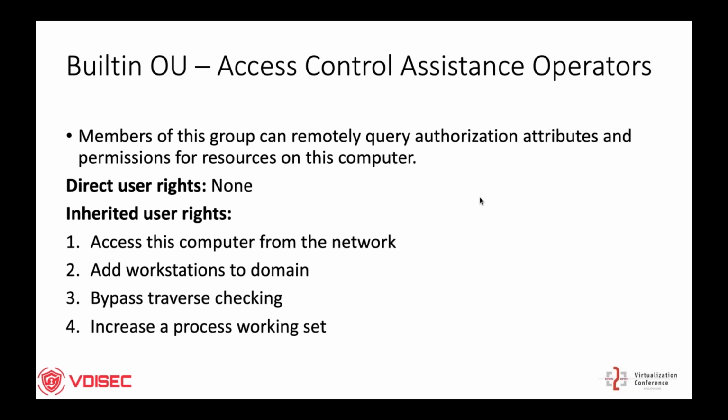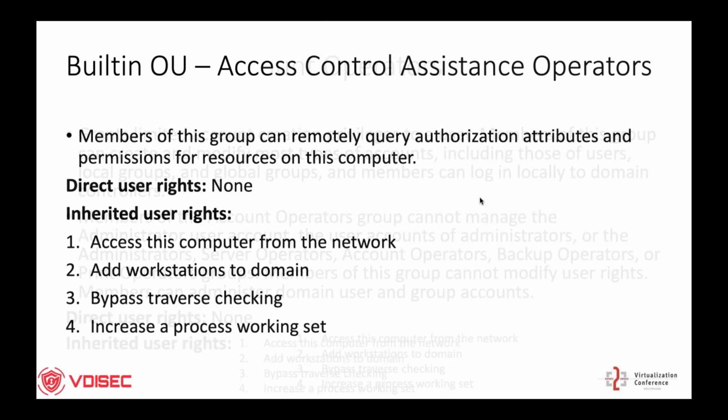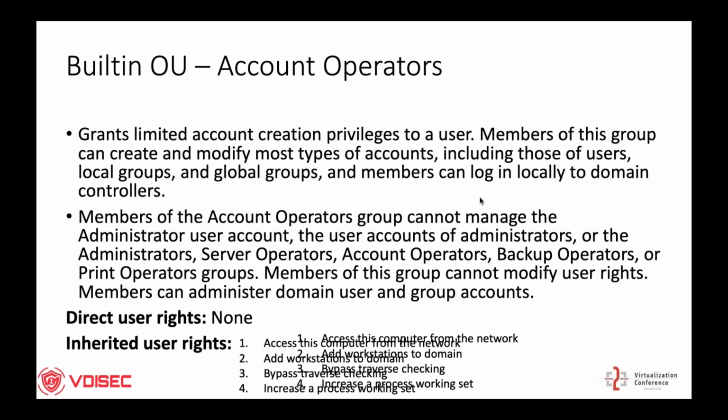And then increase a process working set, which is basically allocate resources for a process to run. So account operators, this one kind of got messed up here. But basically this one is the one that allows you to manage the groups that are listed below. If you're an account operator, you really do have a lot of power built in from Active Directory, so that you can manage the members of these groups, and you can reset usernames and passwords and stuff like that too. But what this also means is that they could put people in groups that give them extra access.